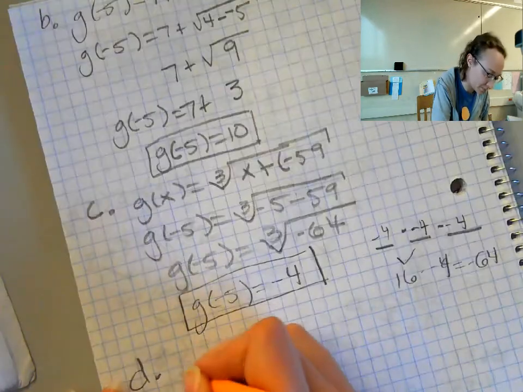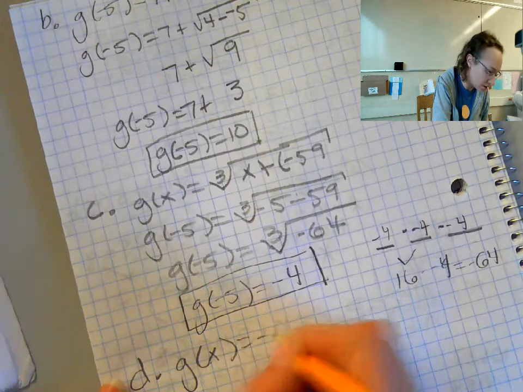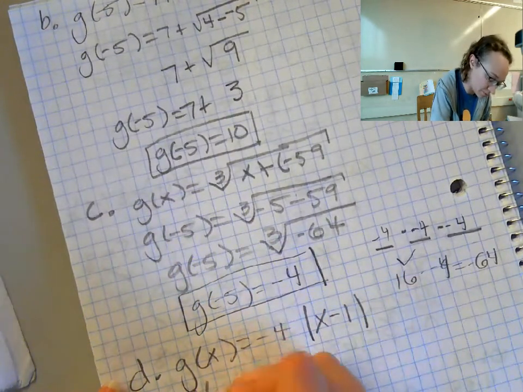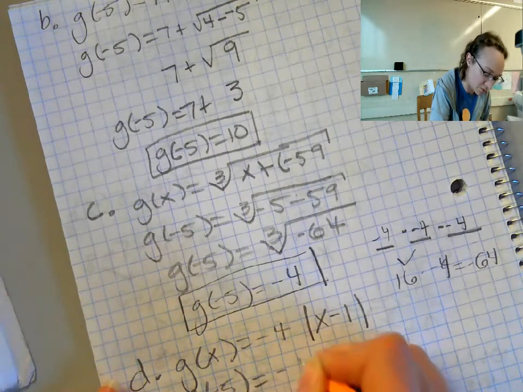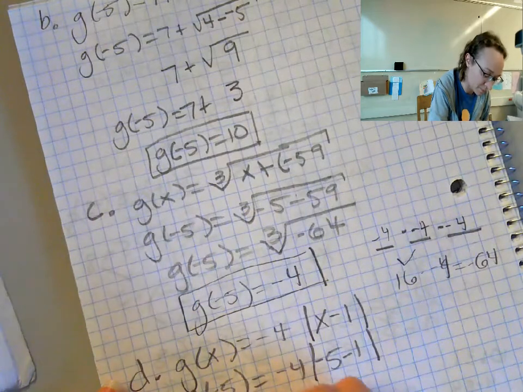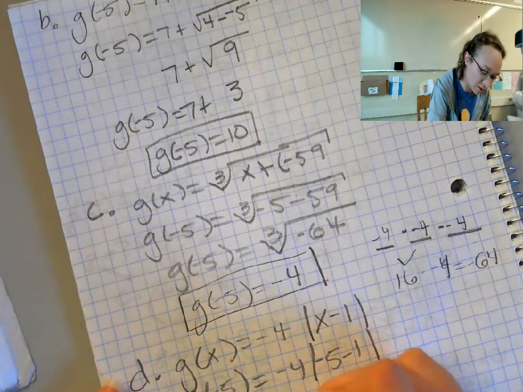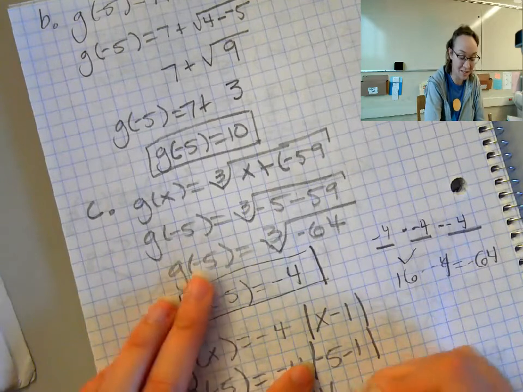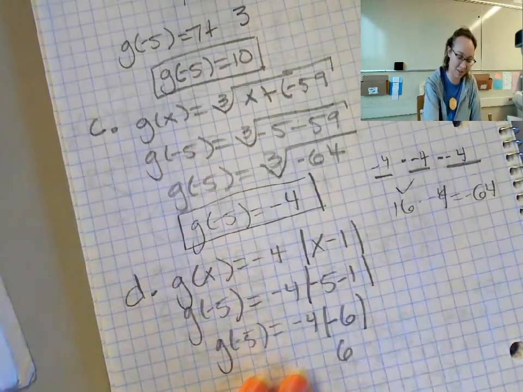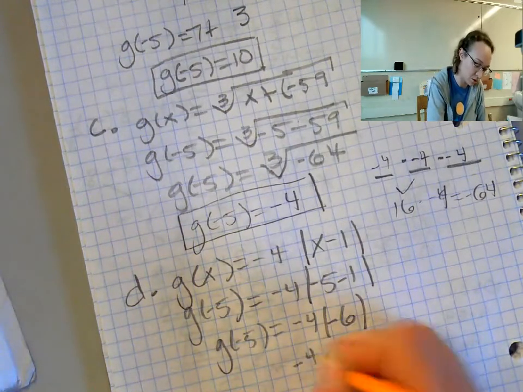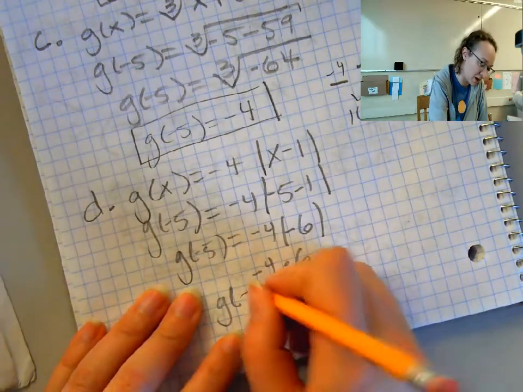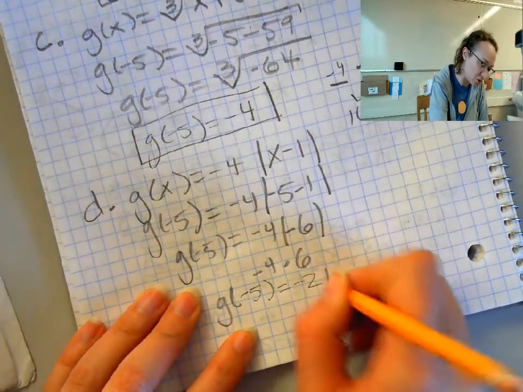D, g of x equals -4 times the absolute value of x minus 1. So -4 and then -5 minus 1. So -5 minus 1 is -6. So I've got the absolute value of -6, which is just 6, times -4. So g of -5 would equal -24.